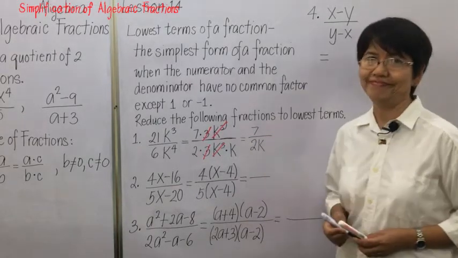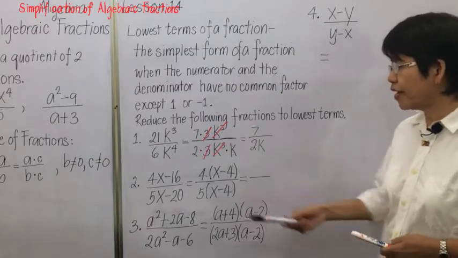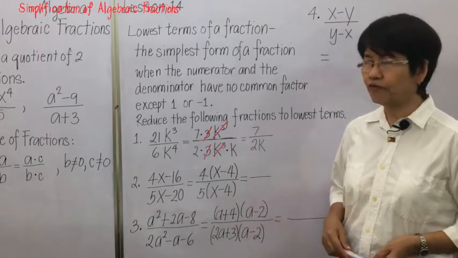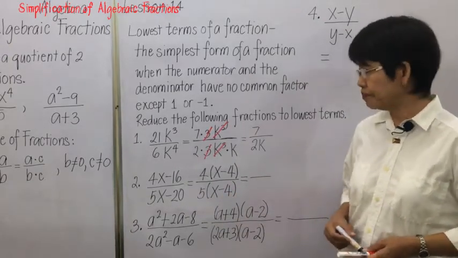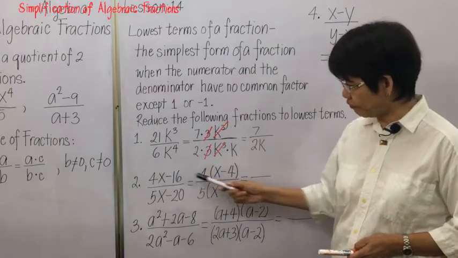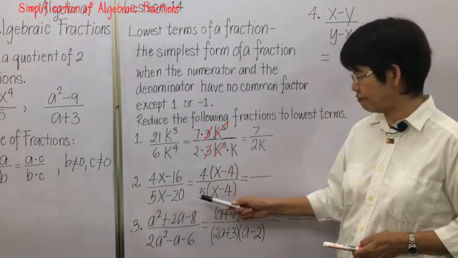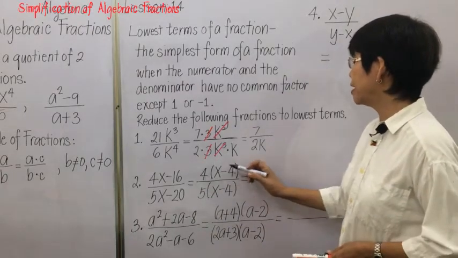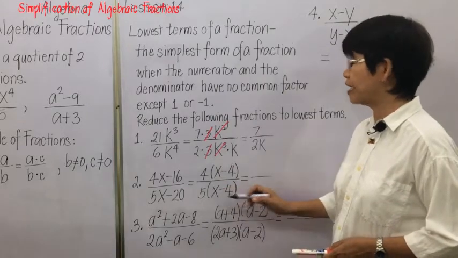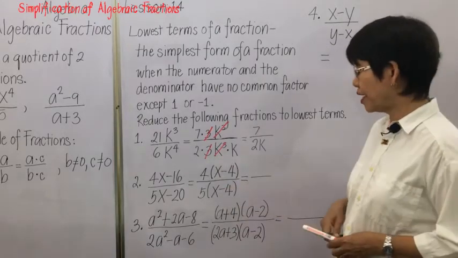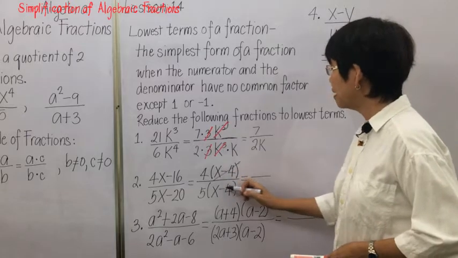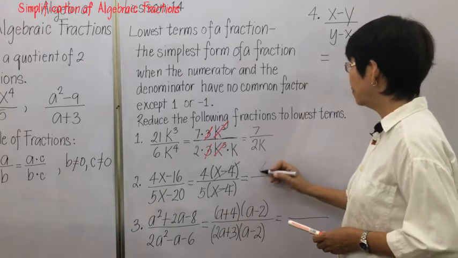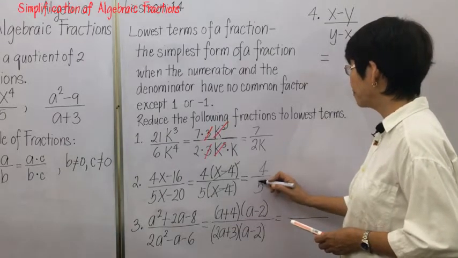2k. Number 2, we have 4x minus 16 over 5x minus 20. We factor both numerator and denominator, and we find here a common factor of 4, and here a common factor of 5. And we have 4 times x minus 4 and 5 times x minus 4. So x minus 4 divides itself, and the lowest terms is 4 over 5.